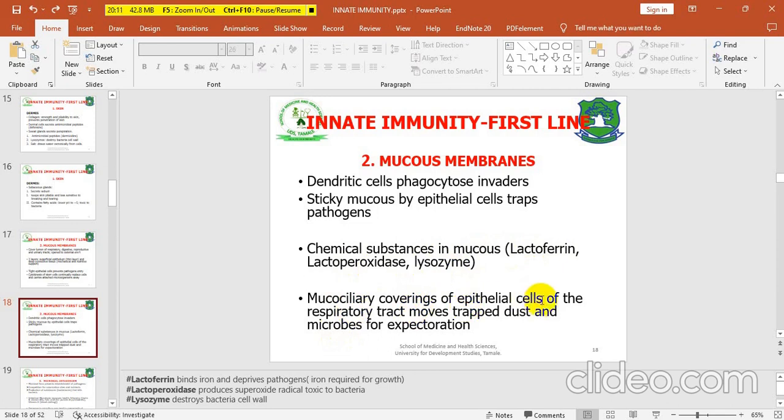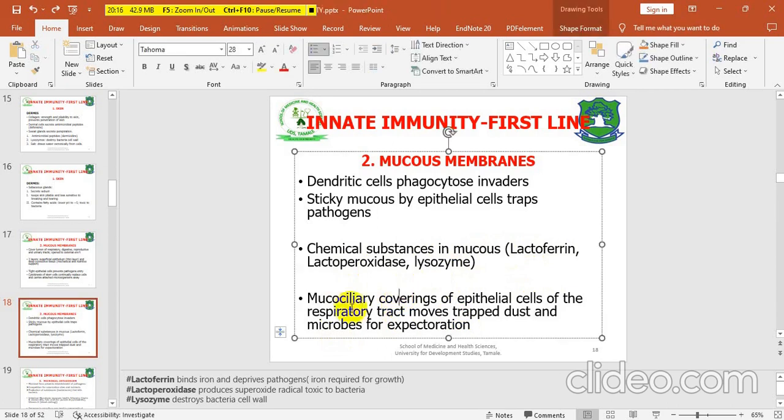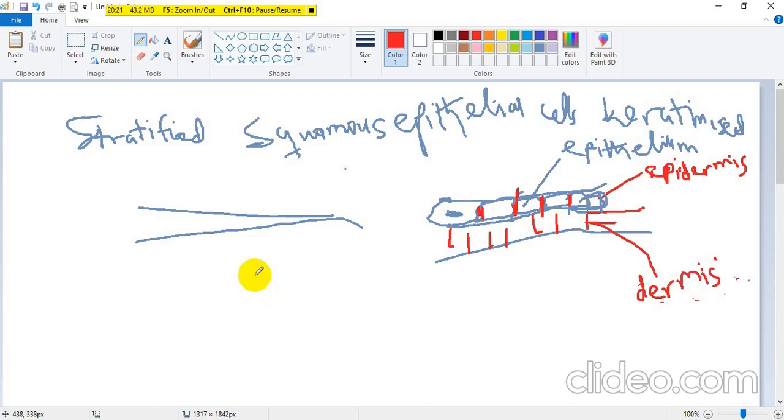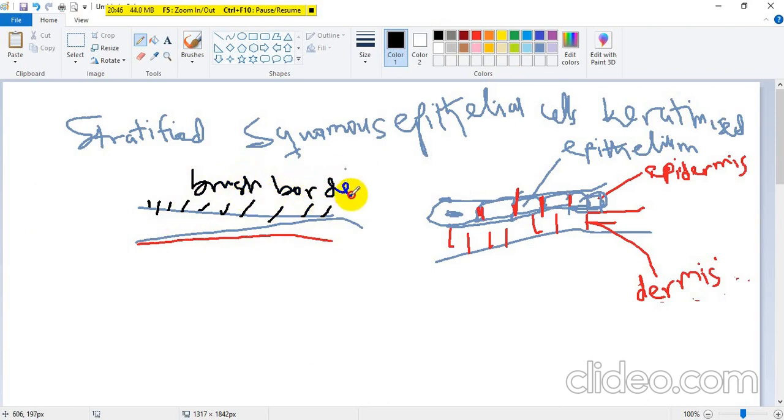Mucociliary coverings of epithelial cells of the respiratory tract move trapped microorganisms. So the mucus also has what? Cilia. Cilia are what? Small hairs. So if this is the epithelium, we have small hairs on the mucous epithelium. So it provides what? A brush border. It serves as a brush border which sweeps away microorganisms.